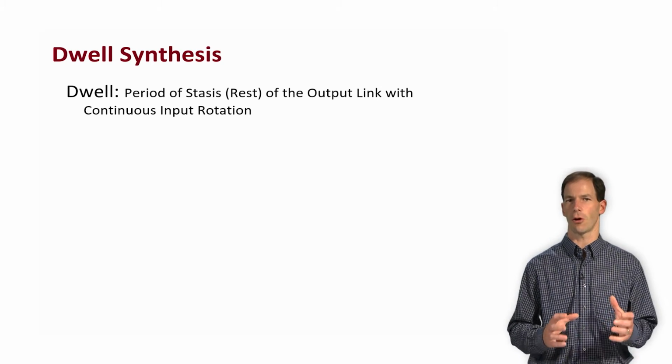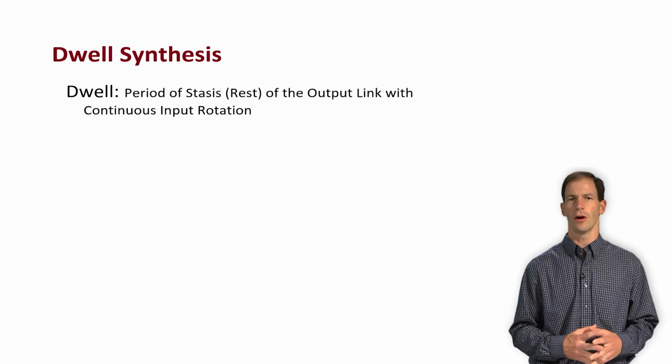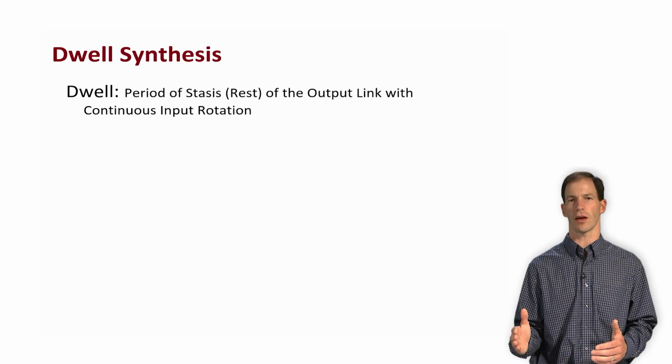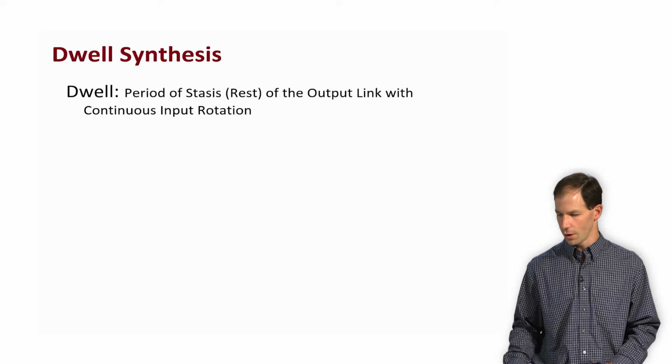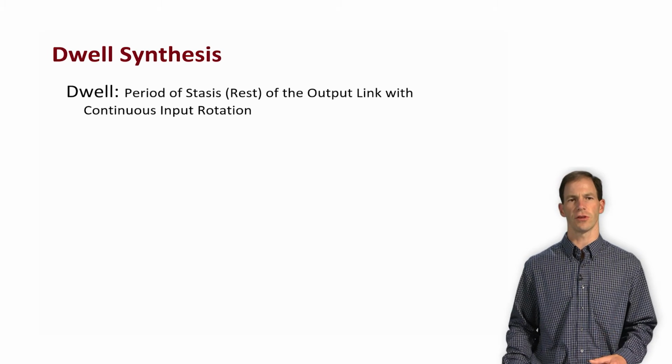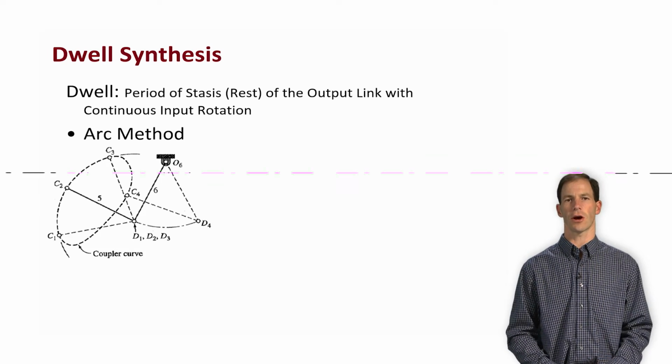So we might do this when we're holding a clamping operation, or for some other reason we want the mechanism to rest while the rest of it is still moving. So there's a couple of ways to synthesize this. One is what we call the arc method.